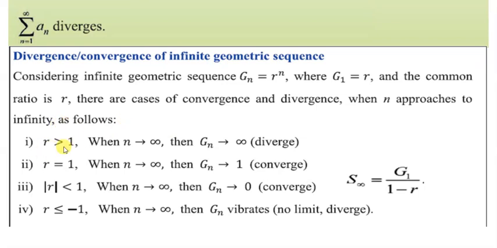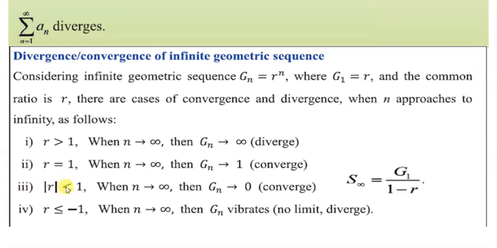If r is greater than 1, as n goes to infinity, the nth term Gn goes to infinity. In that case, the sequence is said to diverge, or is a divergent sequence. If r is equal to 1, as n goes to infinity, Gn goes to 1 simply because our r is 1. 1 to the power of n gives us 1, and therefore it converges because it gives us a single number.